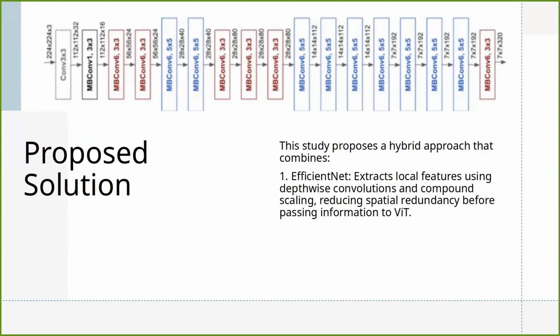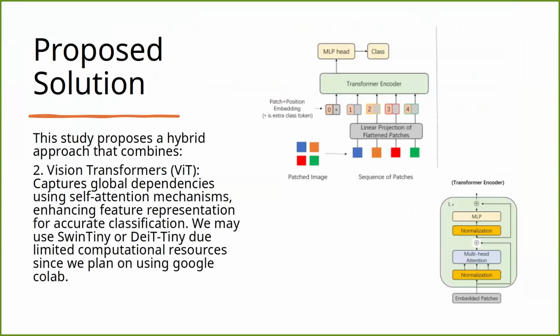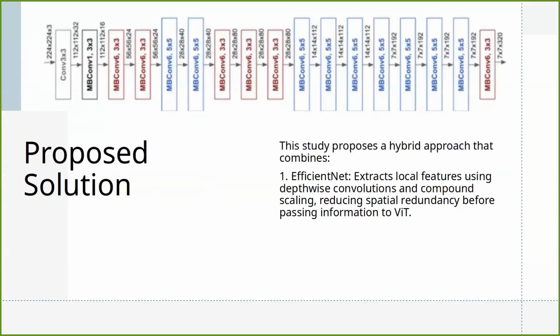We are going to use a hybrid approach that combines, for starters, EfficientNet, which extracts local features using depth-wise convolutions and compound scaling, reducing spatial redundancy before passing information to the vision transformers. This diagram above is the EfficientNet architecture that we got from Google.